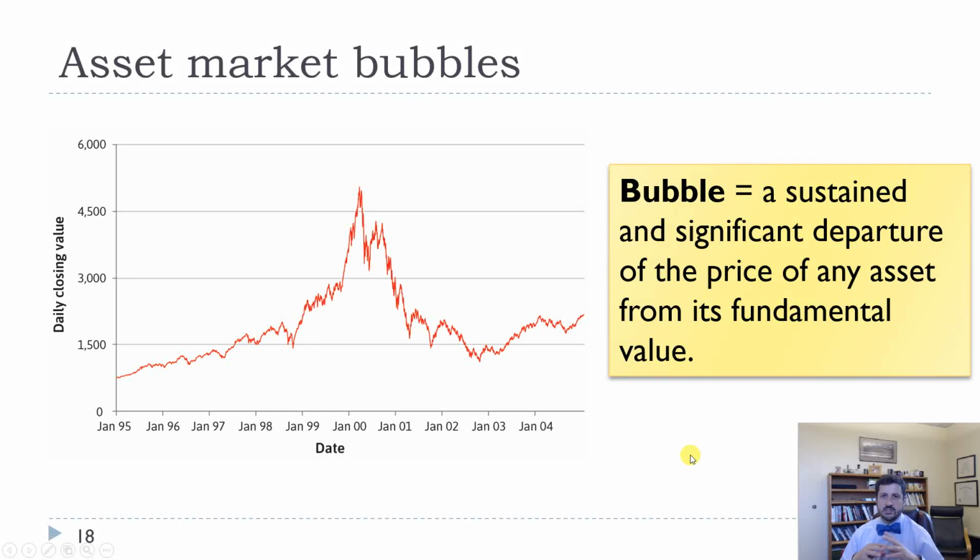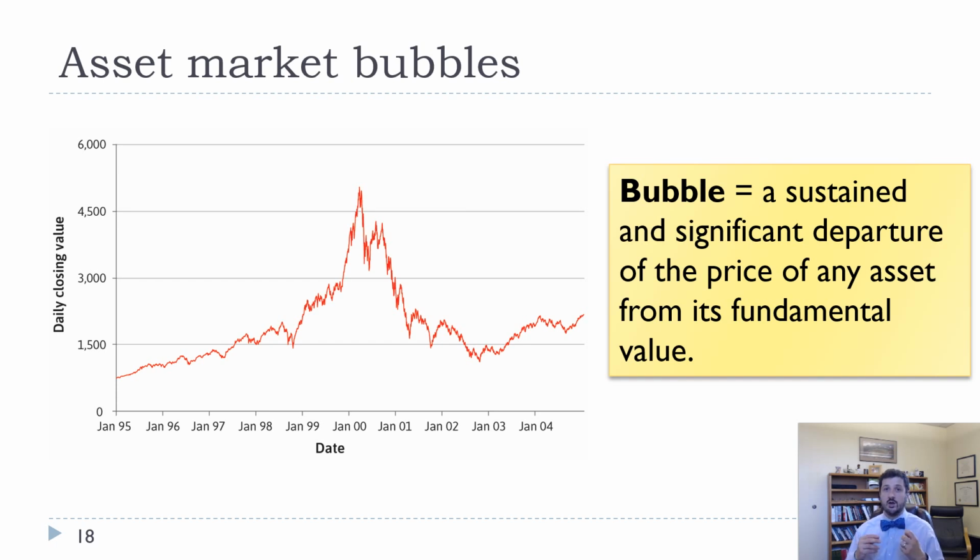One of the anomalies that can manifest itself in asset markets is the existence of bubbles. And we've seen bubbles throughout history, whether we're talking about stock bubbles like we have here in this data, or tulip bubbles in the Netherlands, or housing bubbles like we had at the beginning of the Great Recession. And a bubble is basically a sustained and significant departure of the price of any asset, whether it's stocks or tulips or houses, from its fundamental value.